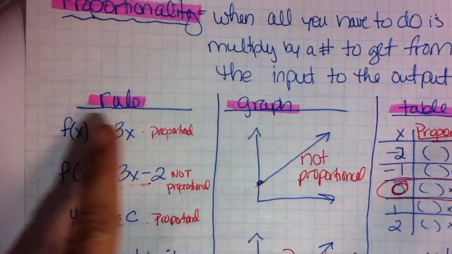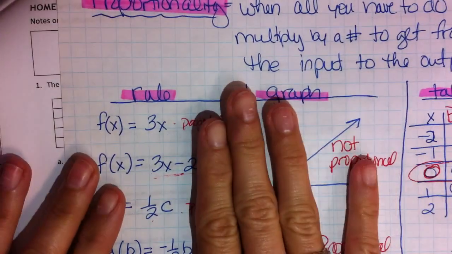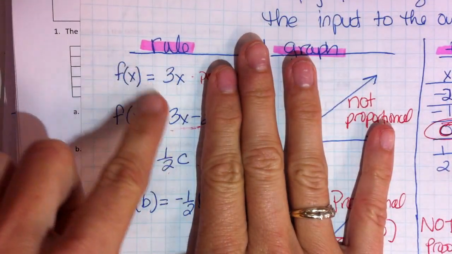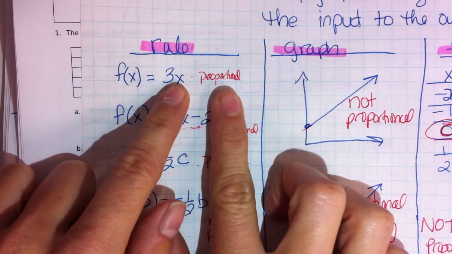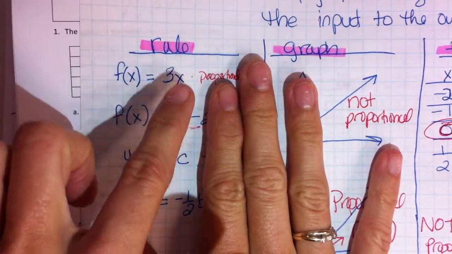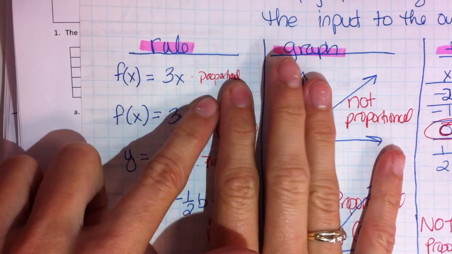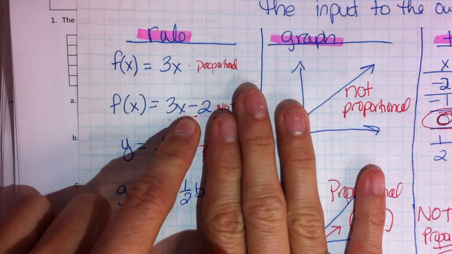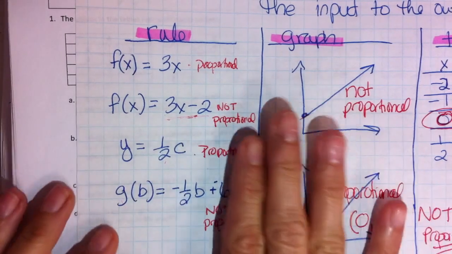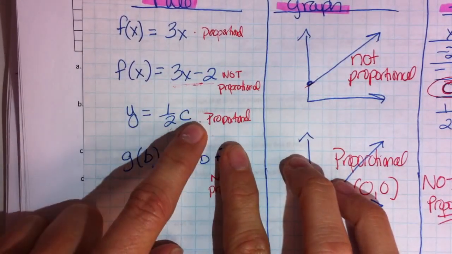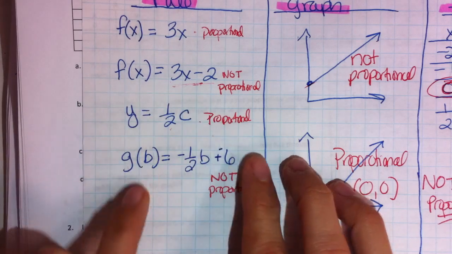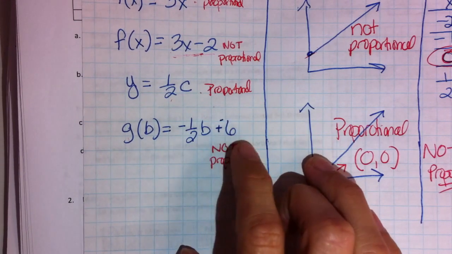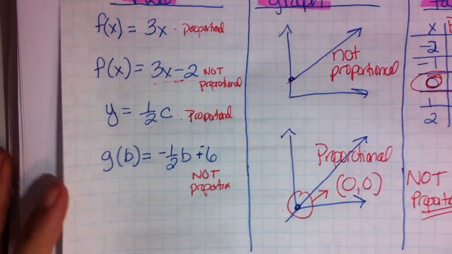Here's how you tell if it's a rule, looking at a rule, a graph, or a table. Rules. If I cover this up, if it only has this first part, if it only has multiplication going on, then it's proportional. If I put something in this machine, it's going to be multiplied by 3, and that's it. So that's proportional. If I put something in this machine, it's going to be multiplied by 3 and then subtracted, or subtract 2. So that's not proportional. When you put something in this machine, it gets multiplied by 1/2, so that is proportional. If I put something in this machine, it gets multiplied by -1/2 and then added to -6. That's not proportional. So that's how you can tell if it's a rule.